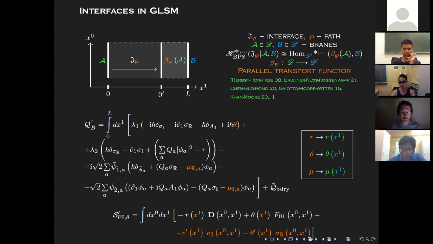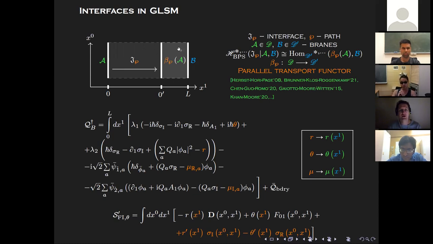At this point, this interplay between interfaces and parallel transport becomes very handy. Because on the one hand, I can define a BPS Hilbert space for the choice of boundary conditions A and B and some interface between them, G. We could say that this is a graded vector space, right? It is isomorphic to the space of morphisms between a hologram for brane A and brane B.